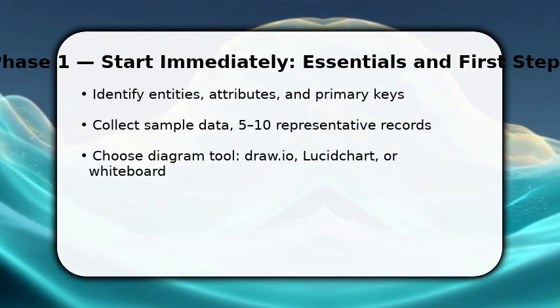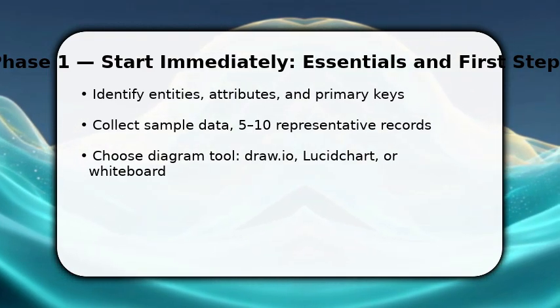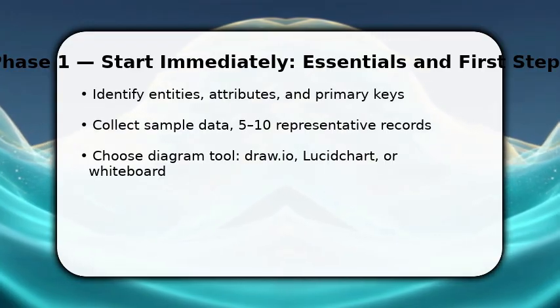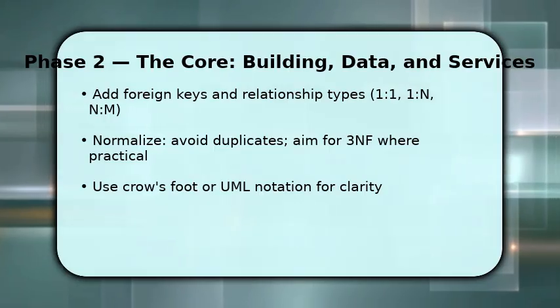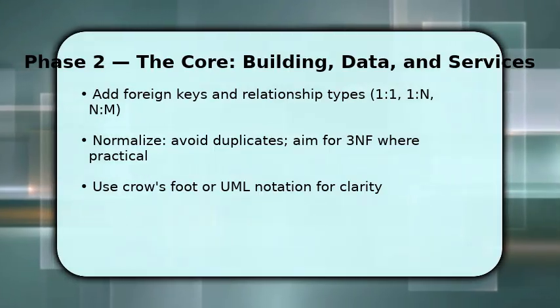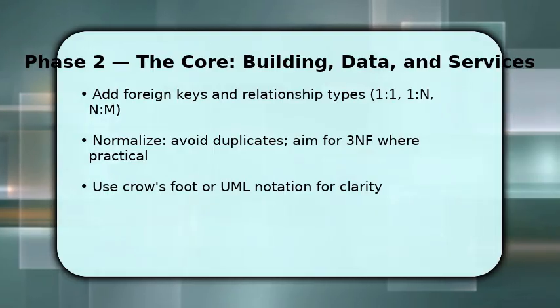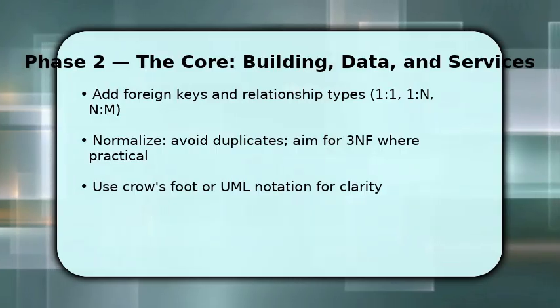Once done with boxes, you add foreign keys to express links and choose relationship cardinality, 1:1, 1:N or N:M, because cardinality drives joins and performance. Make sure to normalize to at least third normal form to reduce redundancy, but denormalize selectively for read-heavy queries.